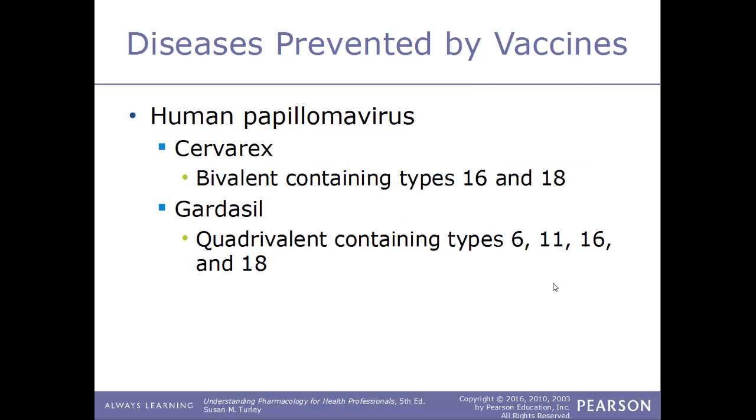There are 2 types of HPV vaccines. The trade name Cervarix is a bivalent vaccine, which contains types 16 and 18, and then Gardasil, which we mentioned earlier, is a quadrivalent vaccine, and it contains strains number 6, 11, 16, and 18.